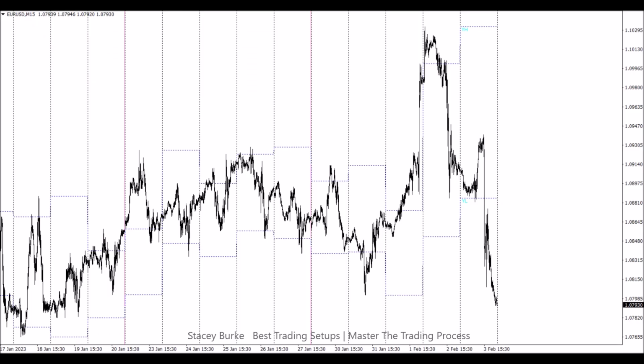Good day, traders. Stacey Burke from Stacey Burke Trading. In line with continuing to try to answer as many questions as possible and reinforce mastering the process and mastering your craft, we will continue to go through the process in the playbook and focus on the basic steps. The basics are what will help you identify the best trading setups, and it is simple.